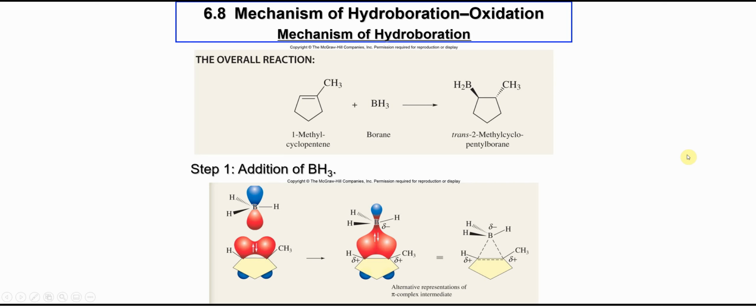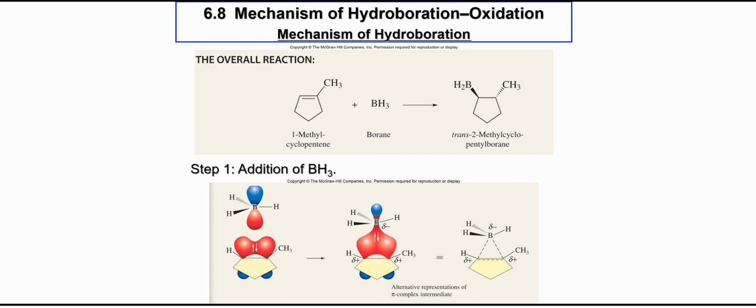You may have a question: what's the mechanism? Why does this reaction occur following the anti-Markovnikov rule? Generally speaking, for example, if you have 1-methylcyclopentene, at this carbon 1 you have no more hydrogen, and at this carbon 2 you have one more hydrogen. Theoretically, when you have a hydration reaction, this carbon will be subjected to the OH. However, with the anti-Markovnikov rule, the hydrogen will be added to the carbon with fewer hydrogens.